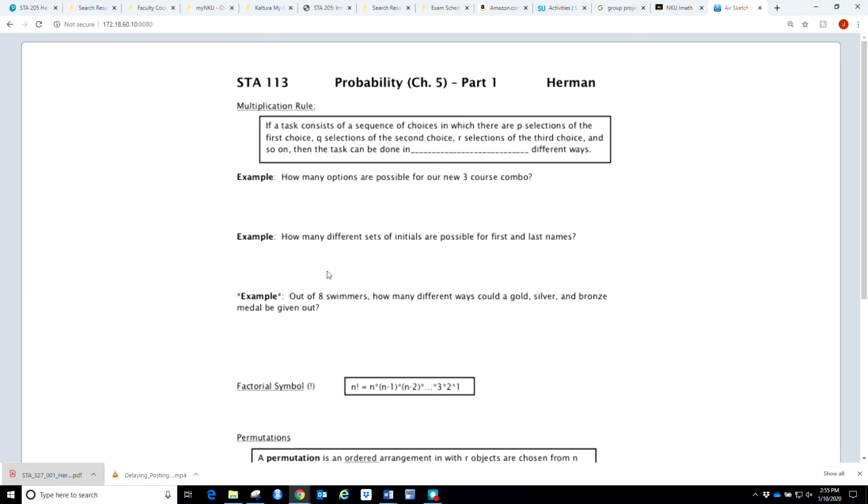But this could have kept going. So I don't have to only have 3 possible tasks. I could have less, I could have more, as long as I have to do that sequence of choices. Then the number of ways that we can do all of those choices is just P times Q times R, and we would keep multiplying if there were more of them.